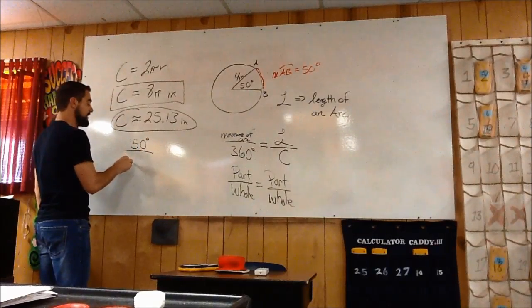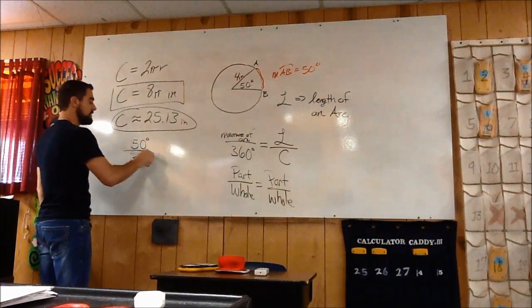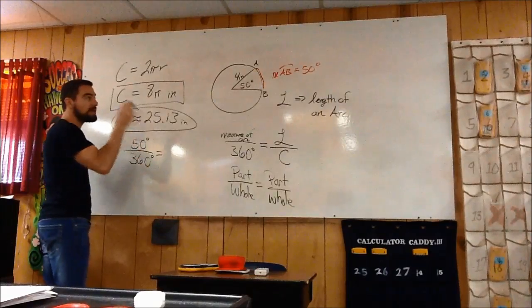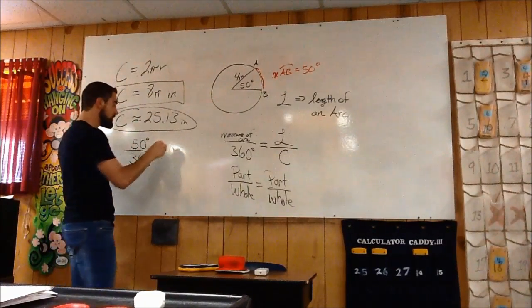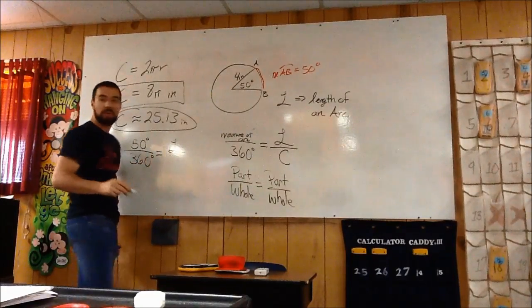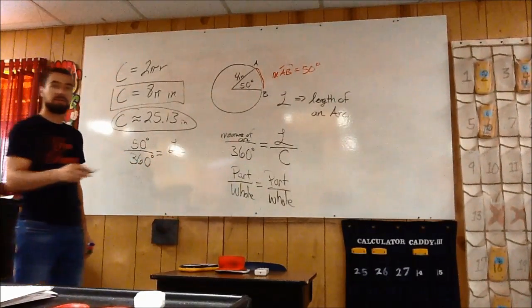50 degrees. What's the grand total? 360 equals. We don't know the length of arc AB. That's what we're searching for. So this is my unknown, the length of the arc.